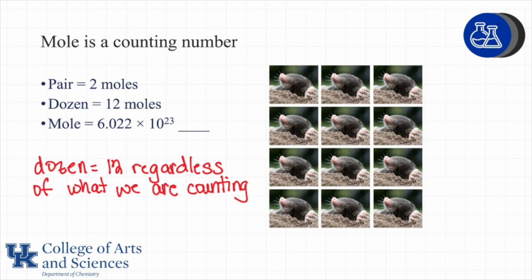When we use the term mole, it's the same thing. It's a counting number. It just so happens that that number is really large: 6.022 times 10 to the 23rd. If we're counting something and we have 6.022 times 10 to the 23rd of that thing, then we say we have a mole of it.